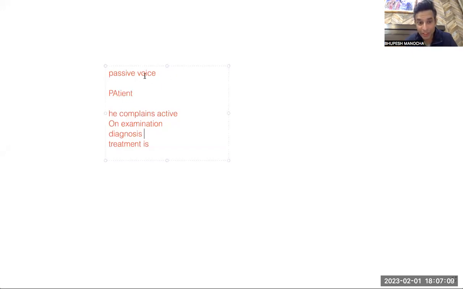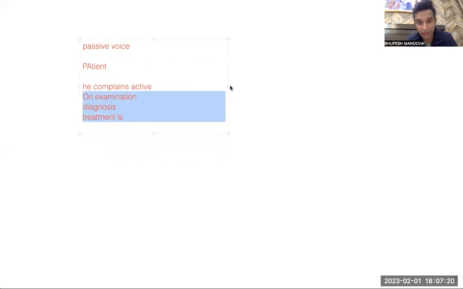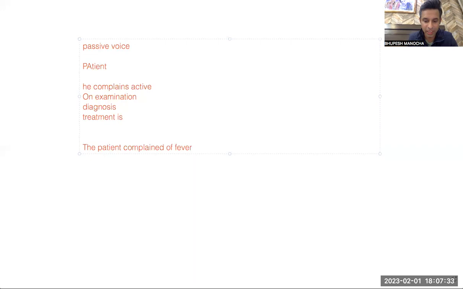So why are passive voices so important in OET writing? Because that is the only thing the patient does. The rest of the things are done by us. So when it comes to the grammar of OET, if I talk about past tense, grammar is very simple. The patient complained of, second form. The patient complained of fever, nausea, vomiting, whatever.